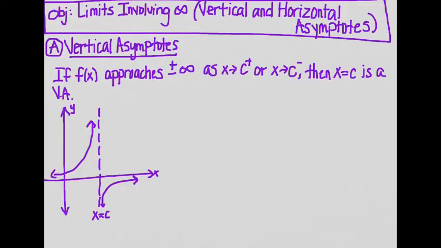Unit 1, Lesson 3. Objective for today is limits involving infinity, which means we're talking about vertical and horizontal asymptotes. First, let's talk about vertical asymptotes. We're going to take a look at this graph here as I'm reading the definition.